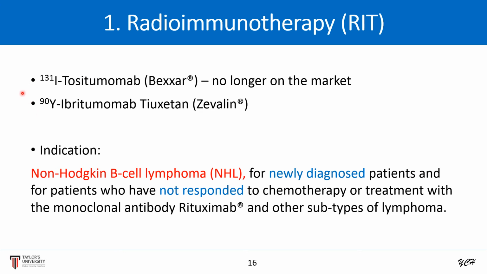And these are the 2 popular agents of radioimmunotherapy. The first one is known as Bexxar, which is labeled with iodine-131 with an antibody called tositumomab, but this product is no longer available on the market. It has been replaced by yttrium-90 ibritumomab tiuxetan, where the brand name is Zevalin. The indication is for non-Hodgkin B-cell lymphoma, for newly diagnosed patients, and for patients who have not responded to chemotherapy or treatment with the monoclonal antibody rituximab and other subtypes of lymphoma.